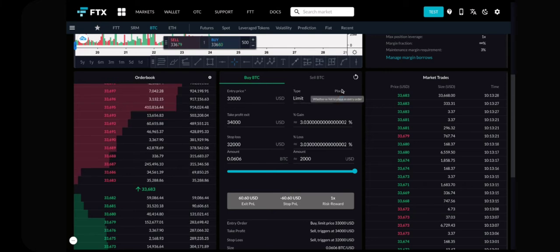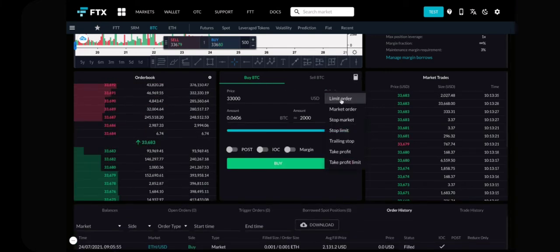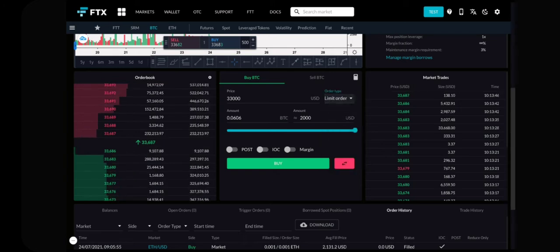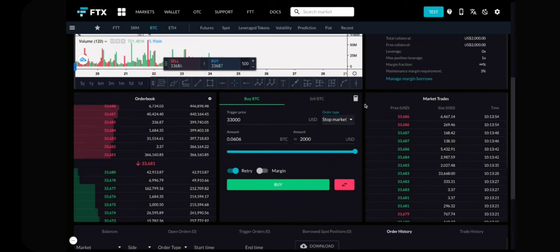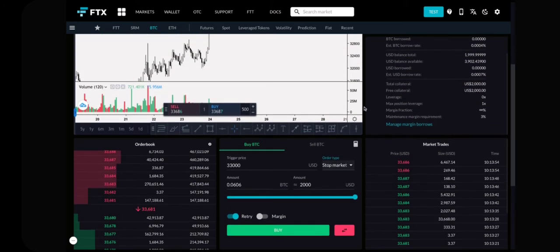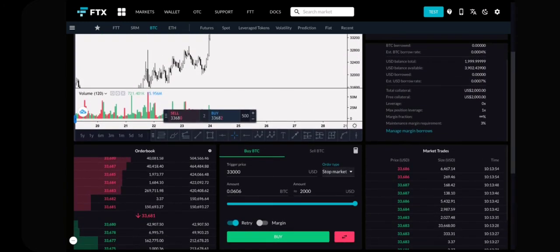So limit versus market. Then there are a number of different orders based upon other actions that you want to take in the market. Okay, so these are important to understand and important to know what they mean. So we'll go through them in order. So you've got a stop order. Okay, so stop doesn't just apply to price going down.